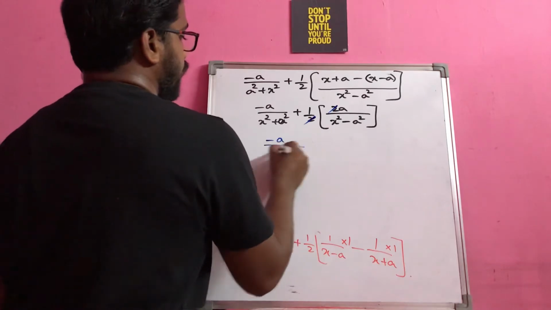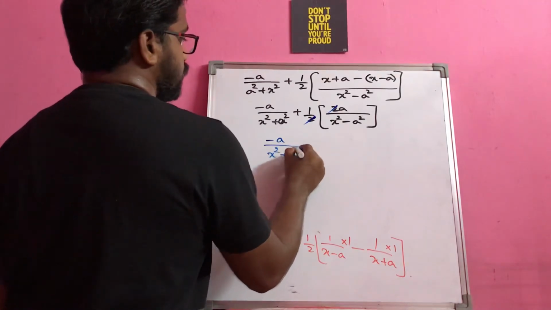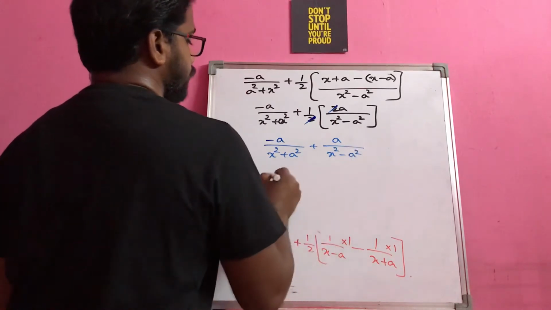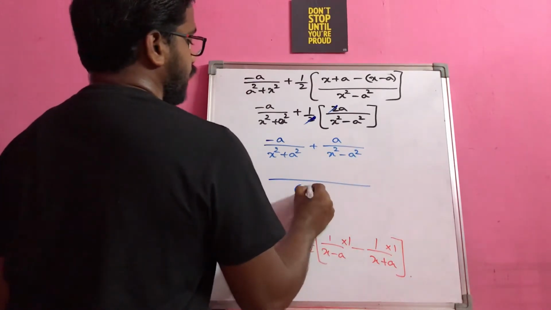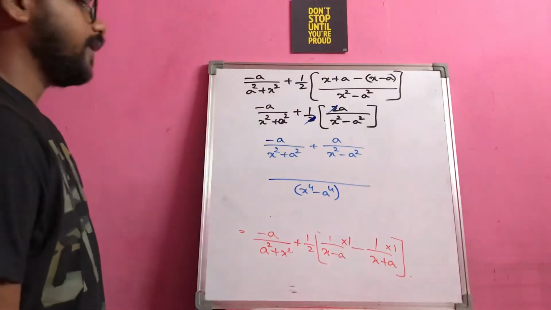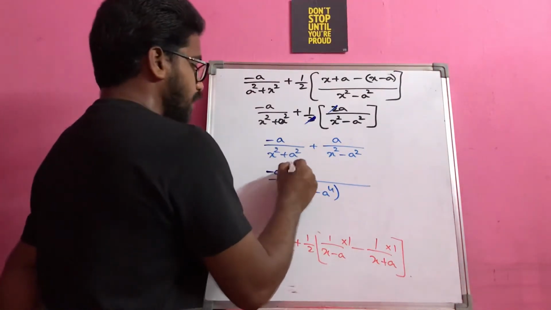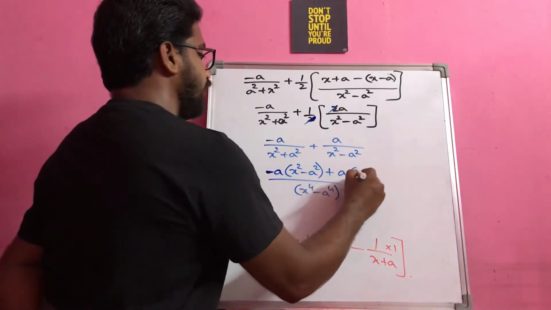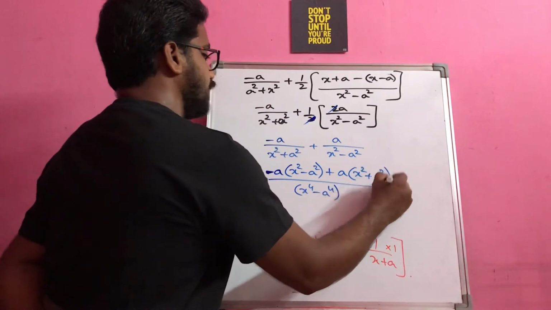Finally you have minus a divided by x square plus a square plus a divided by x square minus a square. So if I take LCM again, I can make use of a plus b into a minus b, you will get a square minus b square. So minus a into x square minus a square plus a into x square plus a square.